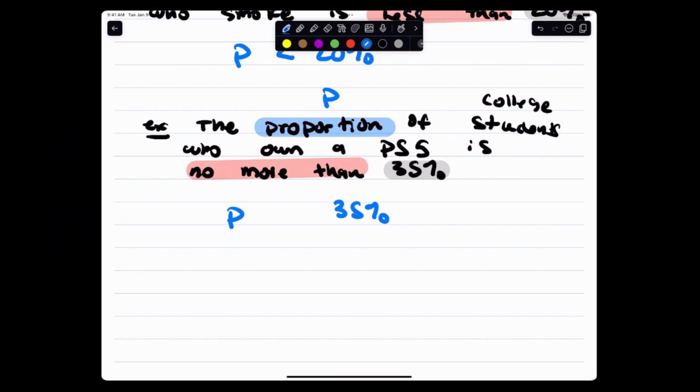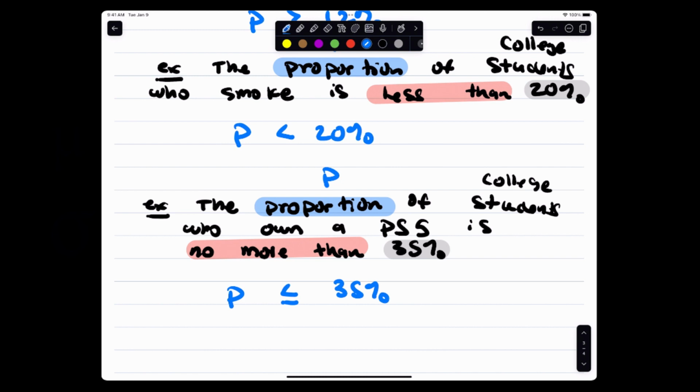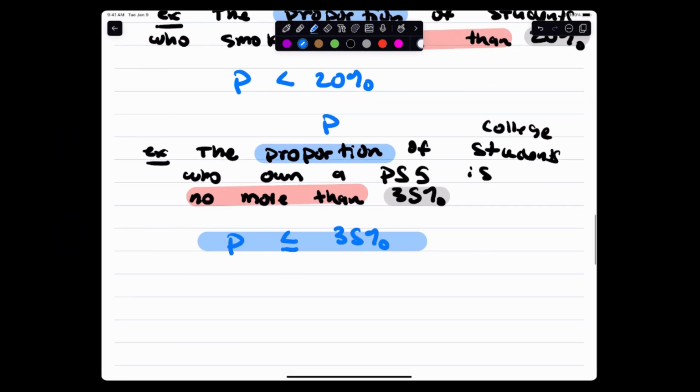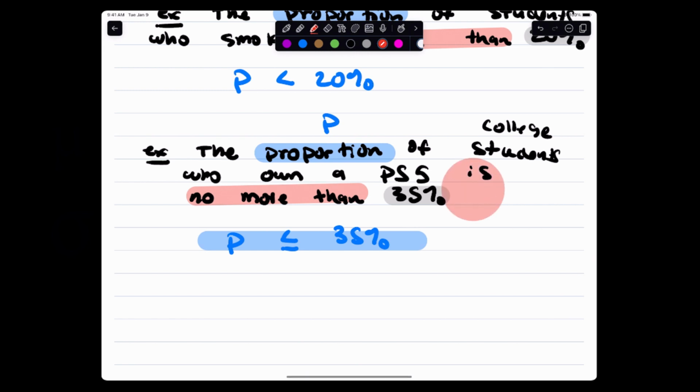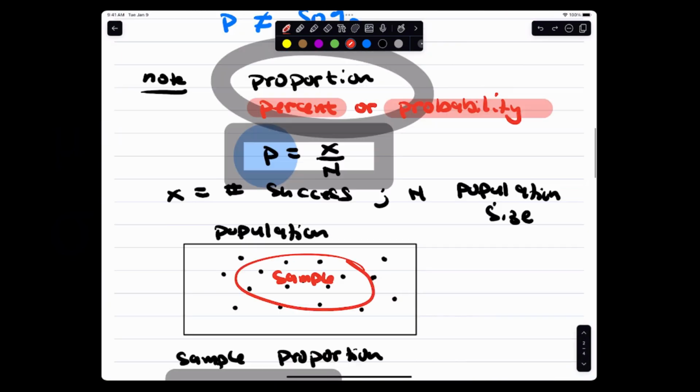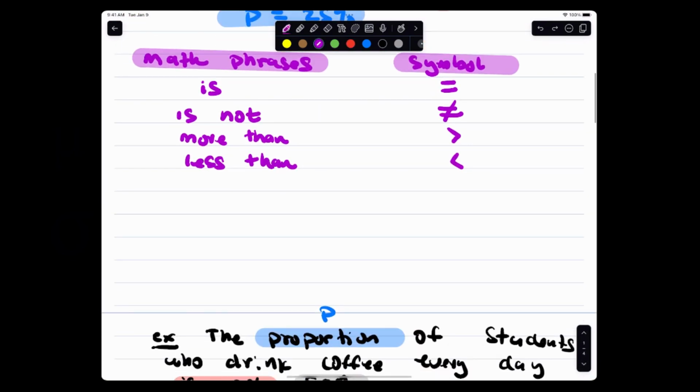How do we represent no more than? Is that less than or equal? It's no more than. Yeah, it's less than or equal. So it's like saying 35% is the limit, right? It's 35% or less. So remember that, because this sometimes helps me. It's equal or it's less than or equal. So I'm going to put that on our list here, okay? The no more than. Isn't that less than or equal?